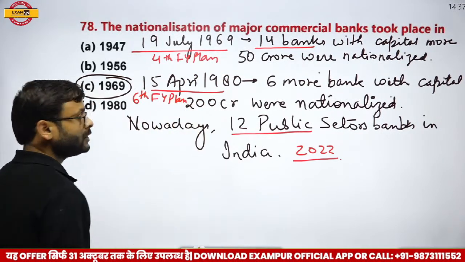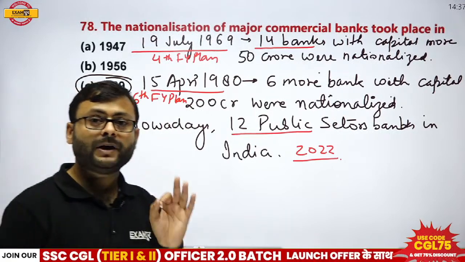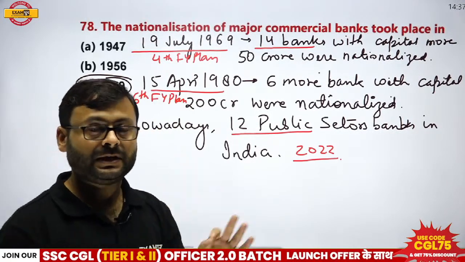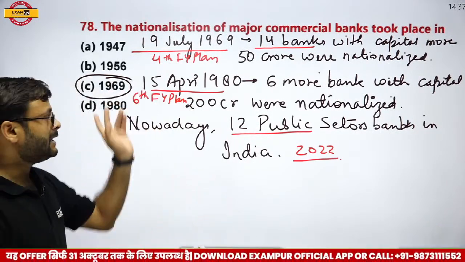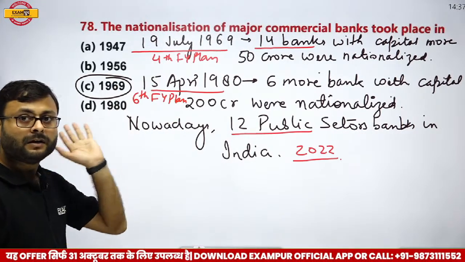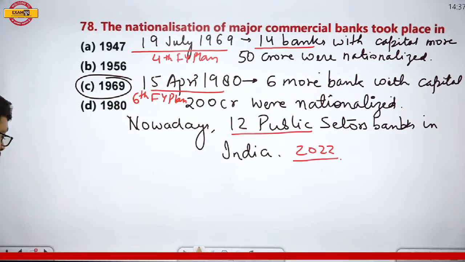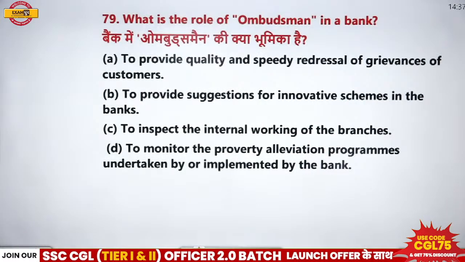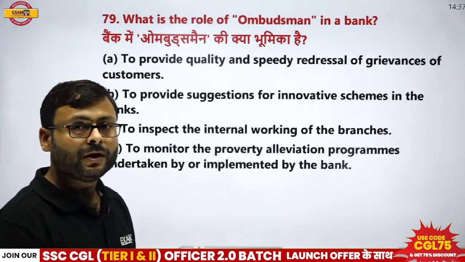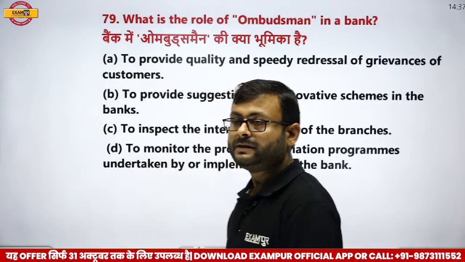And in both five-year plans, the government of Indira Gandhi was present, and they took a great leap in nationalizing the commercial banks of India. Okay, now come to the next question, number 79. What does question number 79 say?